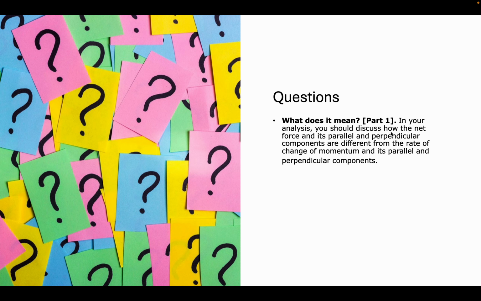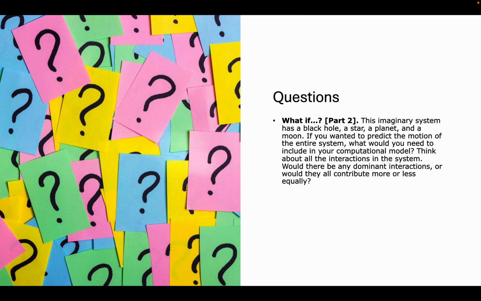All right, so questions. What does it mean for part 1? In your analysis, you should discuss how the net force and parallel and perpendicular components are different from the rate of change of momentum. They're not different because they add up to F net, and we know F net equals dp over dt. So they're equal to each other. It's just that the parallel and perpendicular components show us what's pulling on it towards the center and changing its direction versus what is changing its magnitude and speed, and momentum is just showing us that all together.